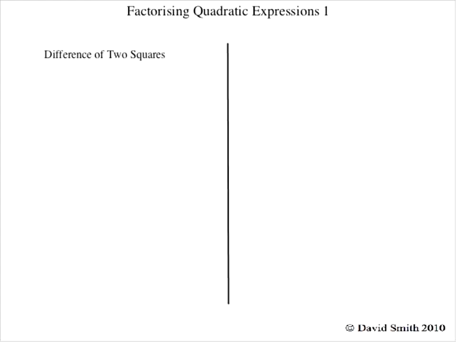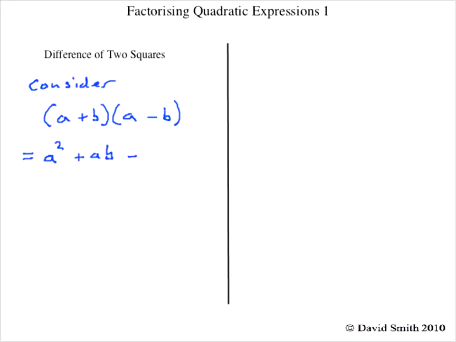To complete this section, we'll look at two examples that use something called the difference of two squares. So let's first consider a plus b multiplied by a minus b. When we expand those brackets, we get a multiplied by a is a squared, a multiplied by plus b is plus ab, minus b multiplied by a is minus ab, and minus b times plus b is minus b squared.